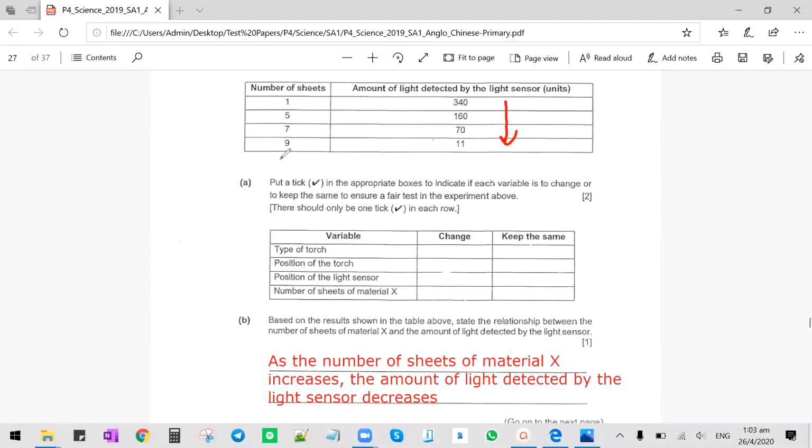So for this kind of question, a relationship question, it's very easy. You just say as something, okay, this part here, put in blue, the number of sheets of material X. This is from your question, from your setup, okay? Then you tell me increase or decrease. Increase in this case. Then you tell me the amount of light detected by the light sensor, again from your question. Then you tell me increase or decrease, okay? Have a comma, remember.